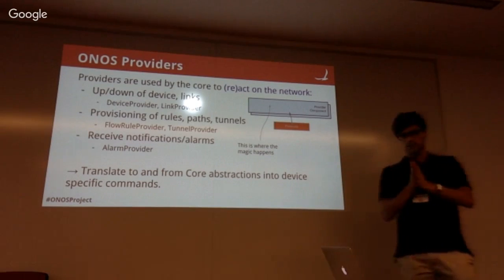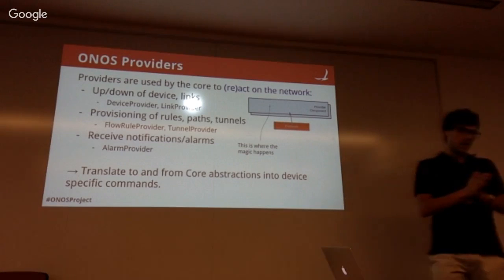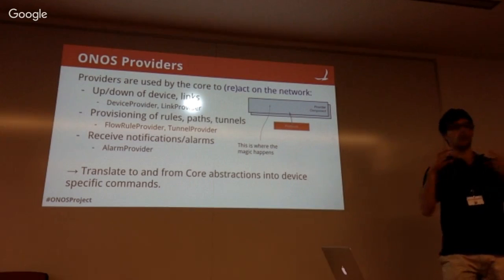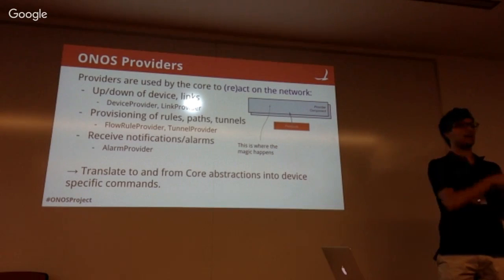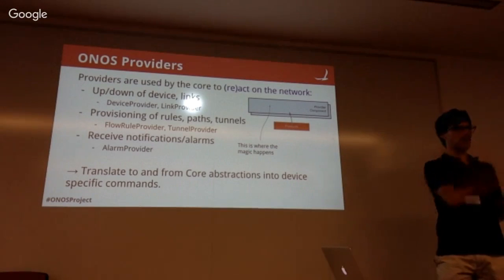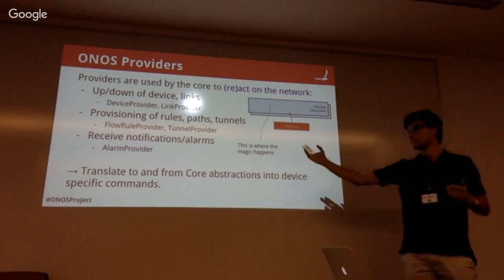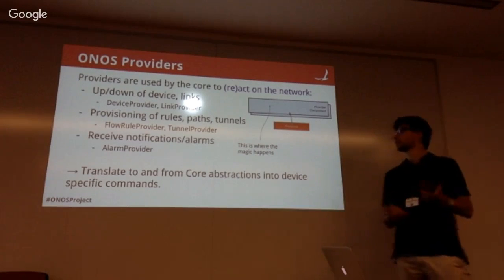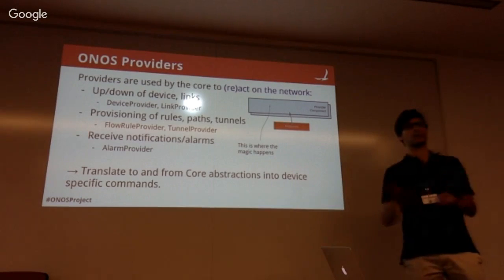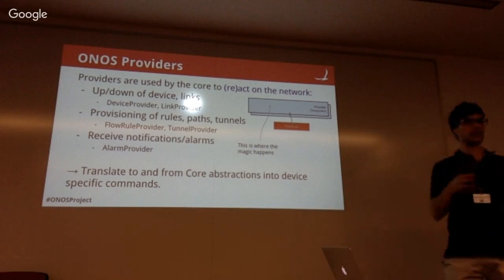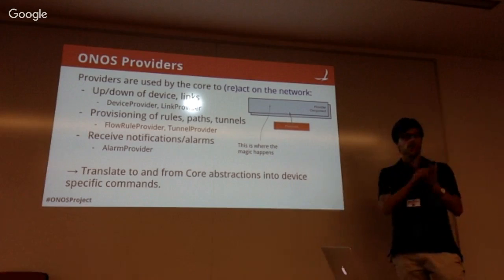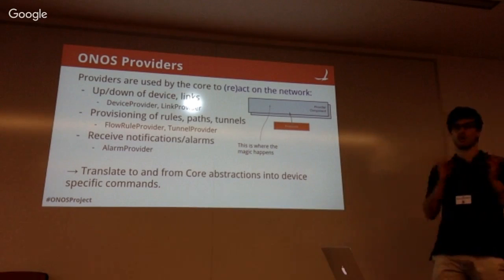Because you can see these providers, and I will tell you more about this later, as a level of abstraction between the core that has no knowledge of the protocol and the southbound that has the knowledge of the protocol, and how to deal with the abstraction that the core has on real devices. There's an alarm provider for notification and alarms, and they also provision the routes, the paths, the tunnels, all of the things that are needed to manage the network are done by the providers. So basically, we translate into device-specific commands for each protocol.